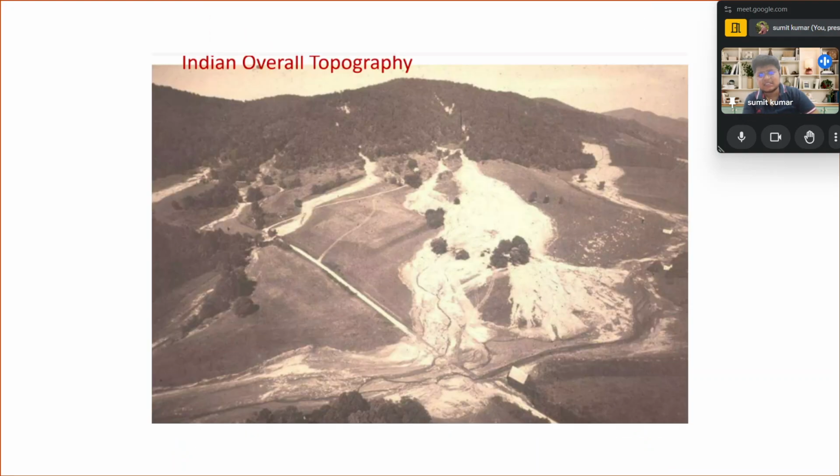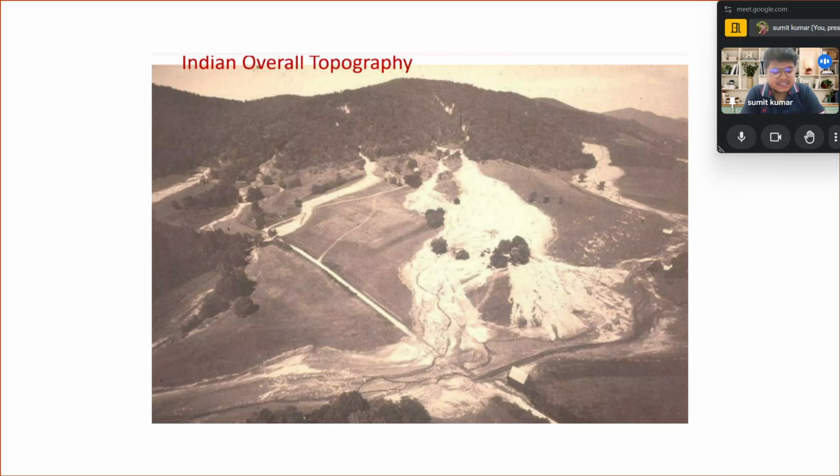Now see the next. Over here, the overall topography of India. We know in India the plains are there, and different types of soil properties are also found across the country. The sloping terrain is there, the mountains are there, the rivers are there, the plateaus are there. So different perspectives of terrain are found across the country. We need to understand our topography in order to prevent failures.